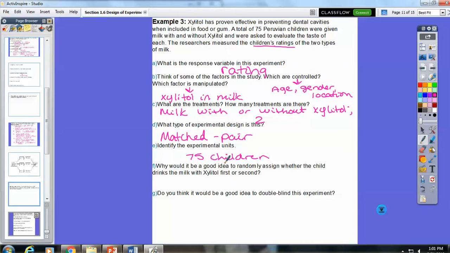Maybe they haven't had milk in a long time, and so the first drink of milk, they're like, oh, this is so good. So they always think the first one is the best because they haven't had it in so long, or something like that. So just by mixing that up, you eliminate order as an effect.